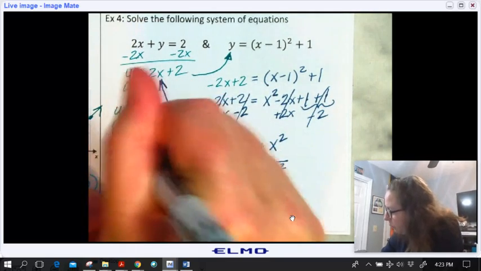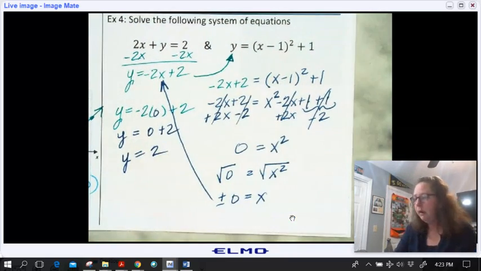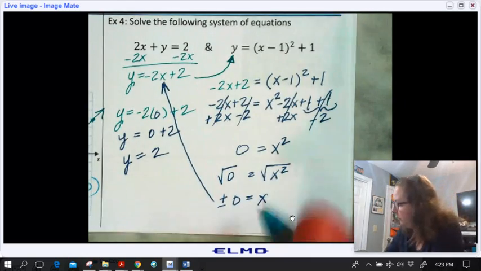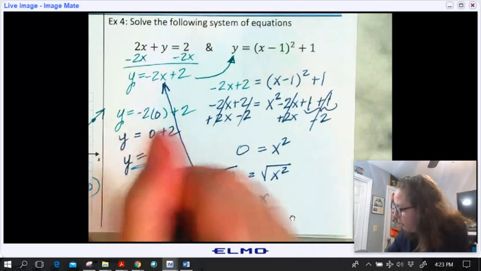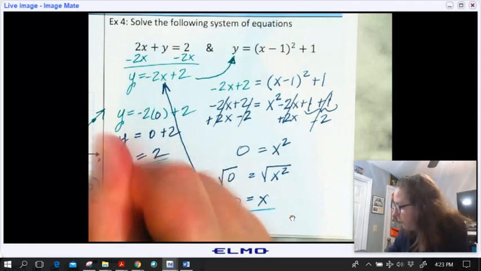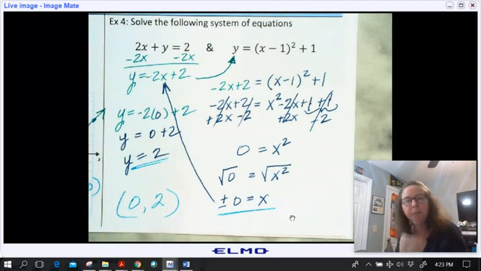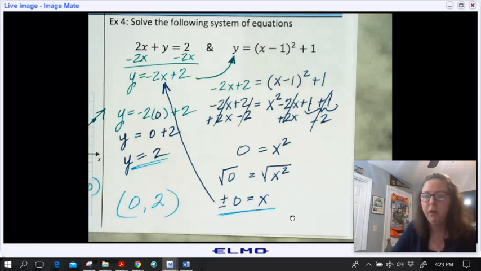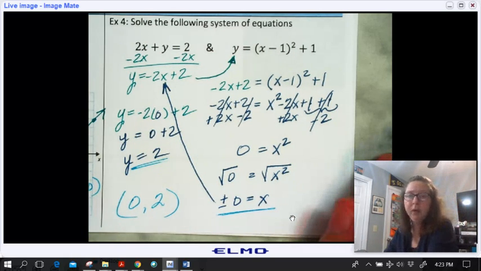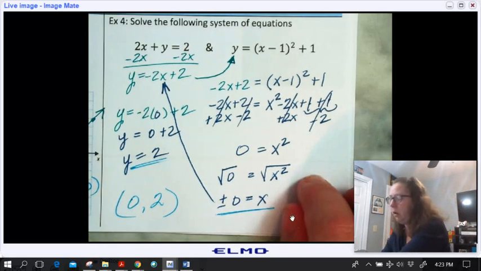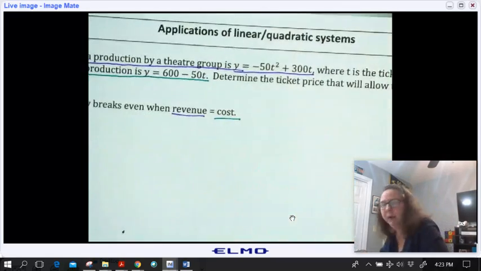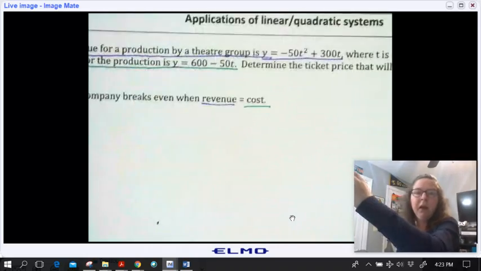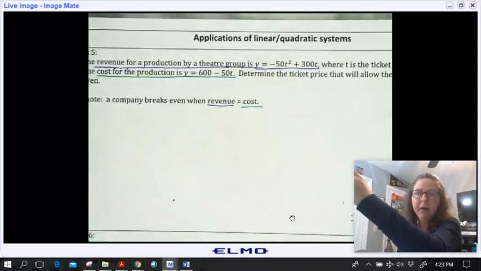So y equals 2. And so here's my solution. I take the x value and the y value, I put them together, and that is my solution. Okay? All right, kiddos, we just have 2 more examples to do. And these are going to be applications. We're going to do one of these applications by hand and the other one using the Desmos calculator.